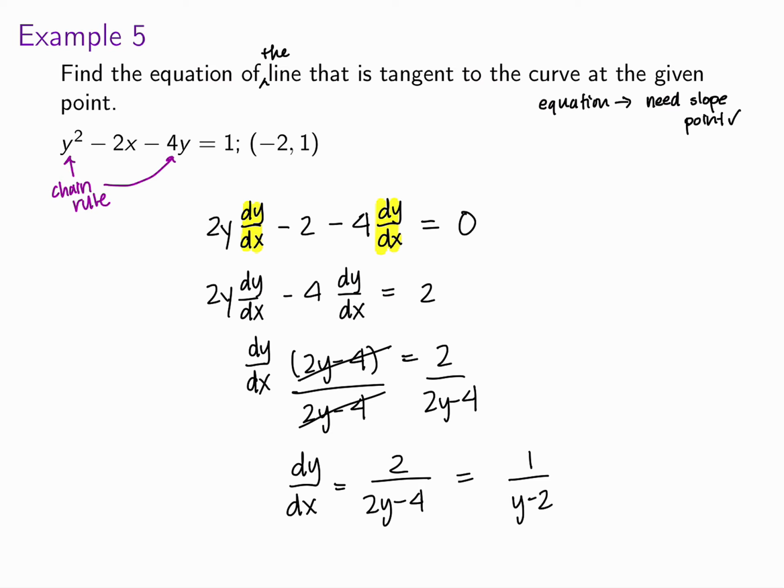So my derivative in terms of x's and y's is 1 over y minus 2, but I'm going to need the slope specifically at the point I was given. Remember, we were saying at -2, 1. So let's figure that out. So at -2, 1, dy dx is 1 over, now I need to plug in my y, which is a 1, minus 2. So 1 over -1, so -1. So this is my slope. So we have found our slope. It is -1. We have our point, -2, 1. So we should be able to write our equation now.